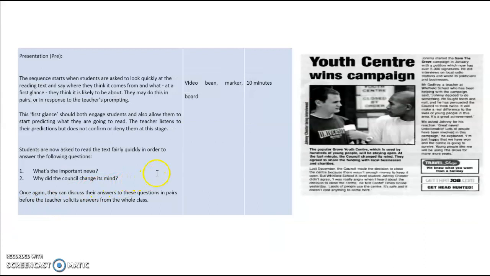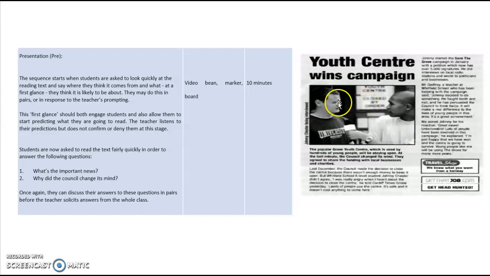Okay, the presentation is about a sequence. It starts when the teacher asks the students to look quickly at their reading text and say where they think it comes from, and at first glance what they think it is likely to be about. They may do this in pairs or in response to the teacher's prompting. The first glance should both engage students and allow them to start predicting what they are going to read. The teacher listens to their predictions but doesn't confirm or deny them at this stage.